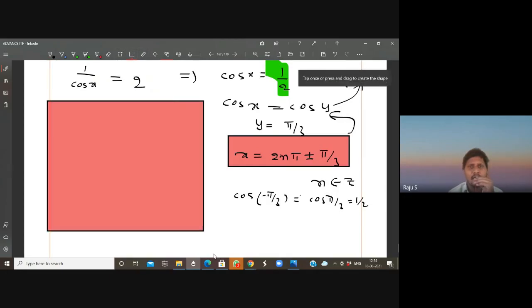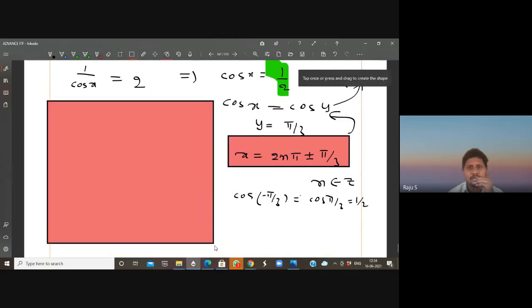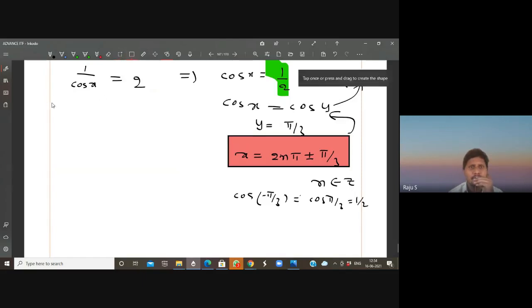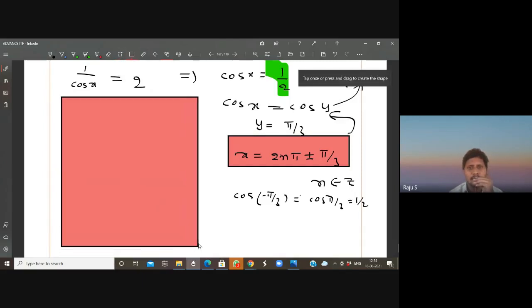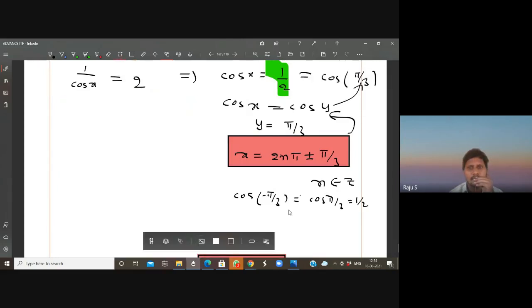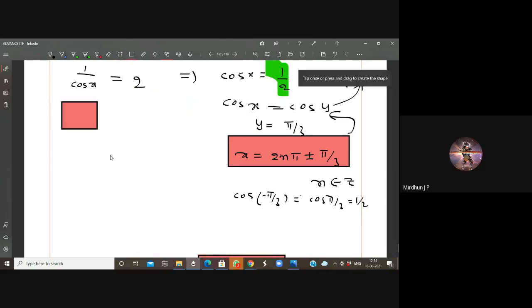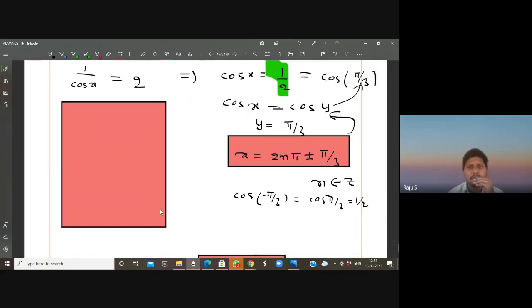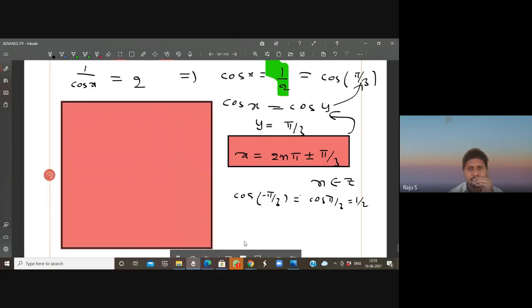Right, let's see now cot. To find the general solution of cot x is equal to, what is the value they have given here? Minus root 3.